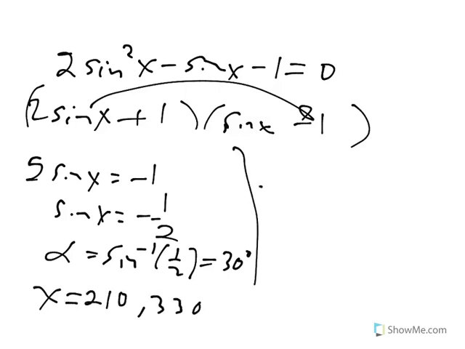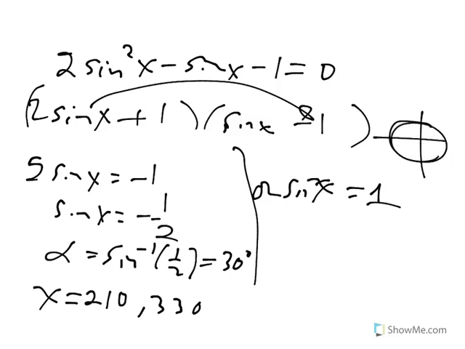On the other hand, we potentially have 2 more answers. Sine x equals 1. Well, for sine x equals 1, we don't do reference angles. I like a unit circle, and the y-coordinate is 1 up here, so x equals 90. So here's one that had 3 answers.